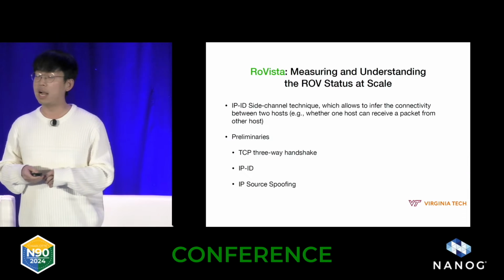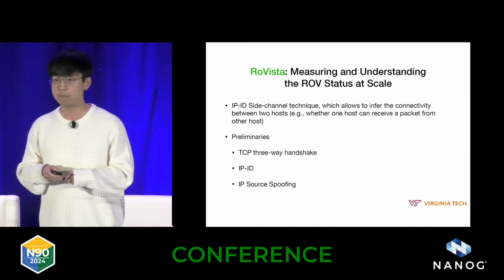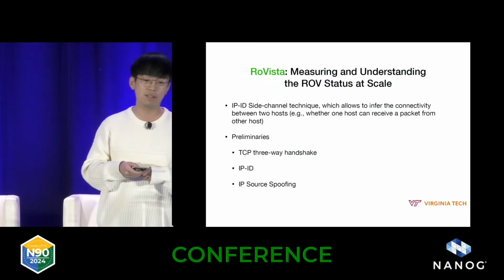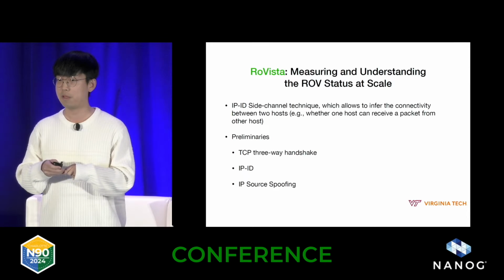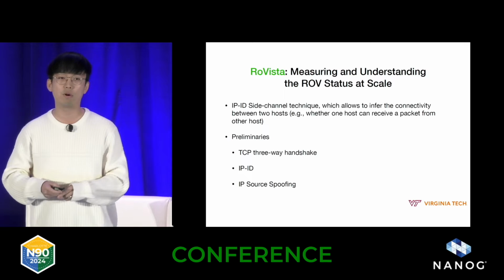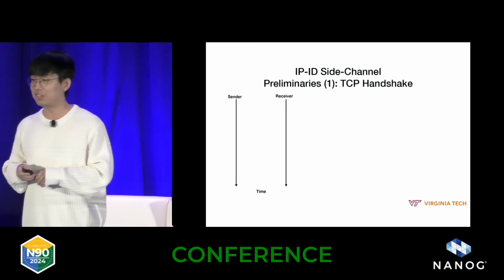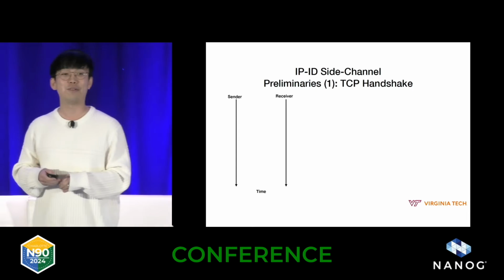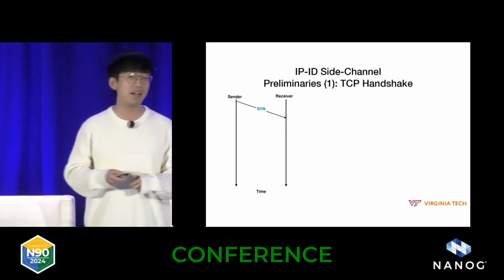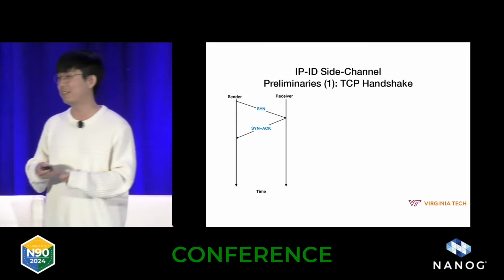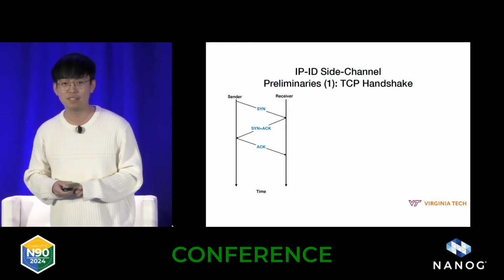Then the next question is, how can we measure the connectivity between two remote end hosts? We are using IP-ID side channel techniques, which allow us to infer the connectivity between two remote end hosts. I'm going to show you how this technique works. Before that, let me first introduce some preliminaries. The first one is the TCP handshake. I'm sure that you all know about this, but let me just recap it. The sender sends a SYN packet, the receiver replies with a SYN plus ACK packet, and then the sender finally replies with an ACK packet so that we can create a TCP channel.